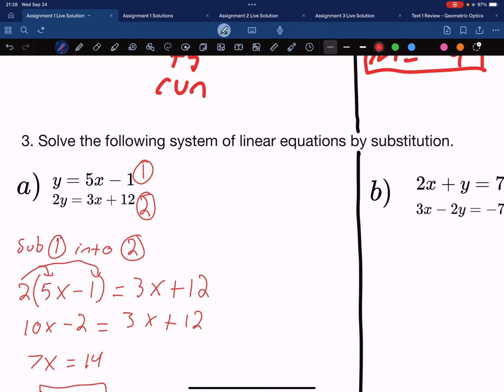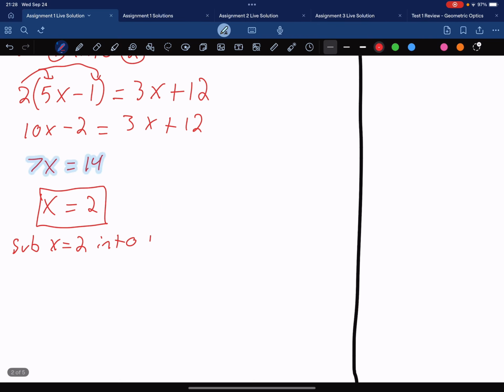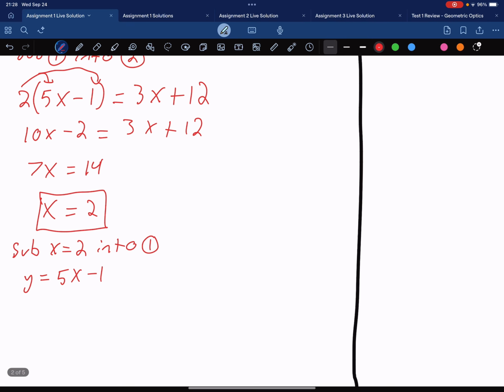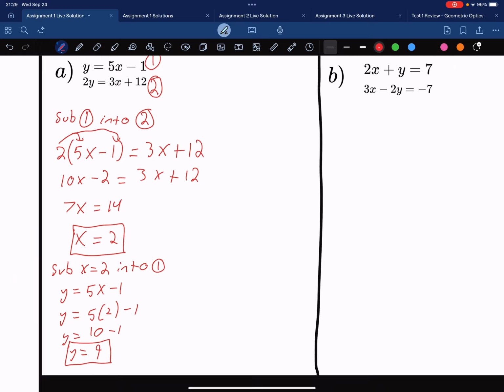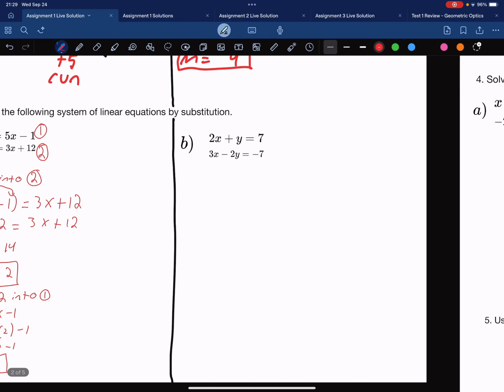I'm going to choose equation 1 because y is already by itself. Just a little bit simpler for us. So y equals 5x minus 1. I believe that's what it was. Yes, 5x minus 1. And instead of writing x, I'm going to substitute in 5 times 2 minus 1. Y equals 5 times 2 is 10, minus 1. Y equals 9. And there is 3a done. 3b.